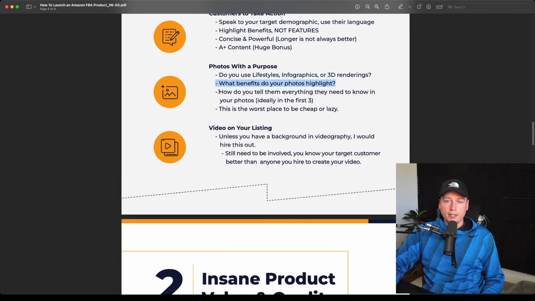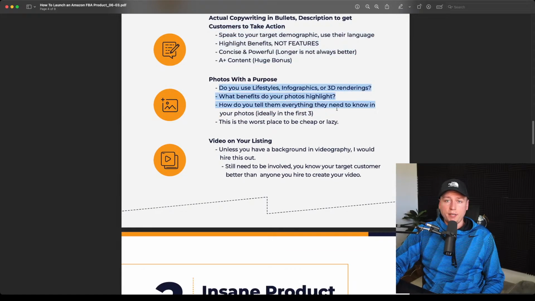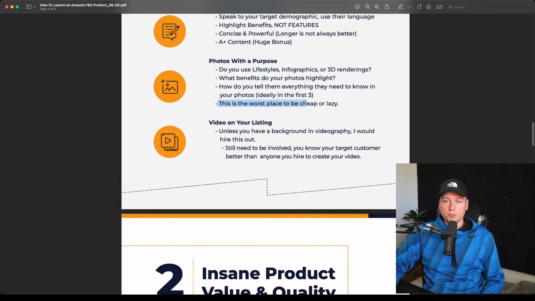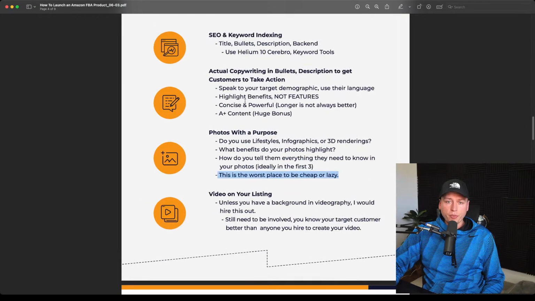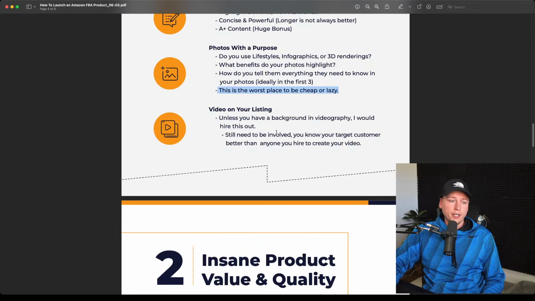Okay. Next, how do you tell them everything they need to know in your photos, ideally in the first three? Same thing there, right? For the people who don't read the bullets, how do we get the same things that you think are important across through the first three photos? So this is the worst place to be cheap or lazy. Again, all these things have a massive effect on your actual conversion rate on your listing, right? If we're sending traffic, we're trying to launch, and your conversion rate's trash because you're not doing these things, then again, you're just throwing money out the window.